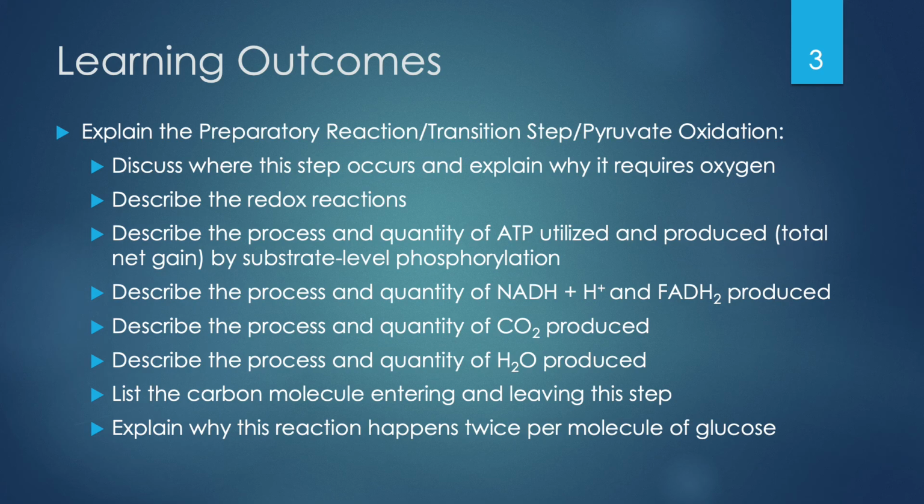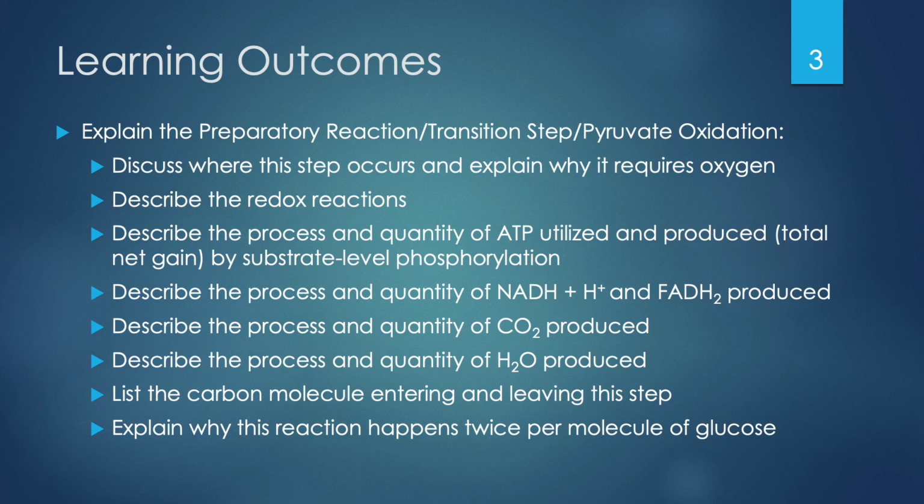Also, we'll explain the preparatory reaction and transition step and pyruvate oxidation, which includes discussing where the step occurs and explain why it requires oxygen. We'll describe the redox reactions and describe the process and quantity of ATP that's utilized and produced, which is total net gain, by substrate level phosphorylation. We'll describe the process and quantity of NADH plus hydrogen ions and FADH2 that's produced, the quantity of carbon dioxide that's produced, of water that's produced.